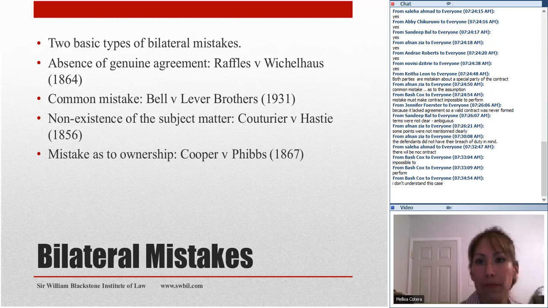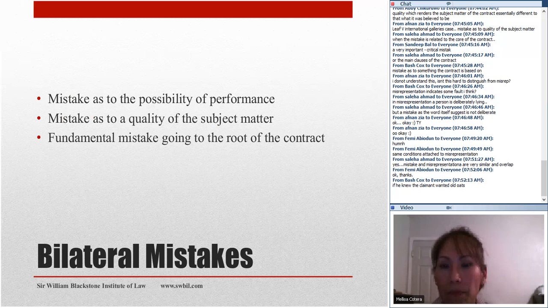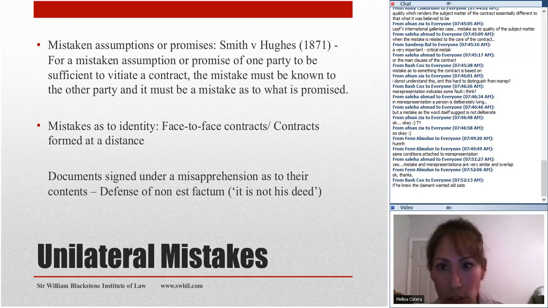Good. If he knew the claimant wanted old oats. Yes, so the contract would have been void only if two factors were present. Like if the defendant had been mistaken as to the promise made to him by the claimant, like if the claimant told him, okay, I'm going to give you old oats, but at the end he gave him new oats, which was not the case. That is one factor that is needed. And the other one is that the defendant knew about the claimant's mistake as to the nature of the promise made to him.